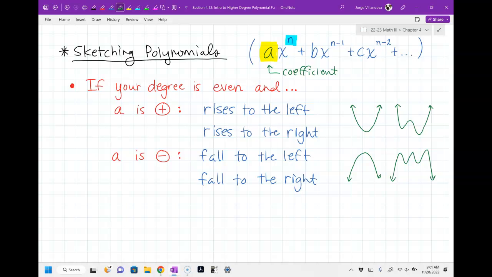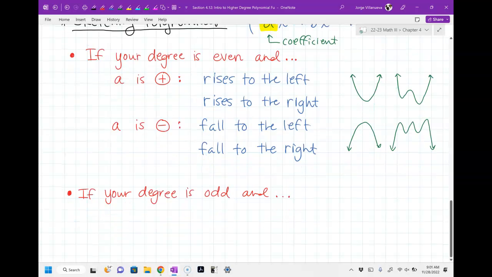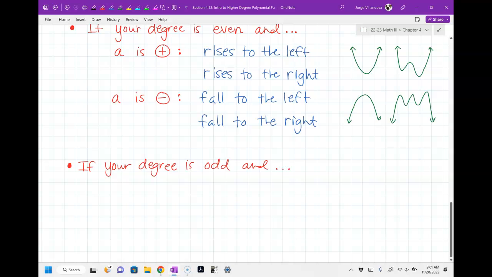Now, that's the first part. The second part is what happens if your degree is odd, okay? What happens if your degree is odd? So, if your degree is odd, and we're going to have the same thing, A is positive, A is negative. It's going to have a different behavior.